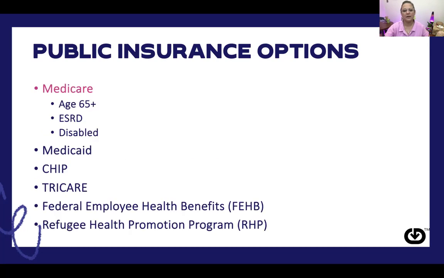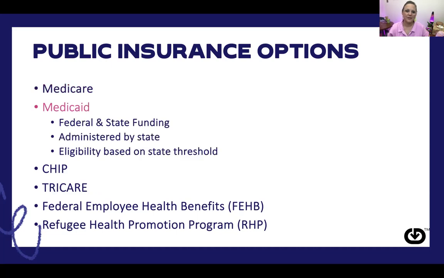Medicare is for patients 65 and older, patients with end-stage renal disease, or those who are disabled. Medicaid has funding from both the federal and state, but is administered by the state. So depending on what state you live in, you would get Medicaid from that state. And eligibility is based on the state threshold of what they set as the poverty level. So Medicaid is for people who are in poverty.